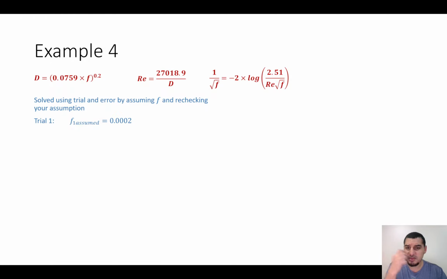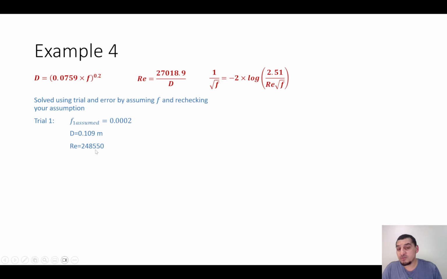I don't know why I picked this number, but I just picked it as 0.0002. And from this we can substitute in the first equation to calculate the diameter, which is 0.109 meters, and then from the diameter we can calculate Reynolds number, which, as you see, is almost 250,000.